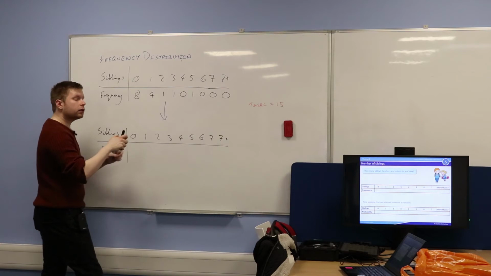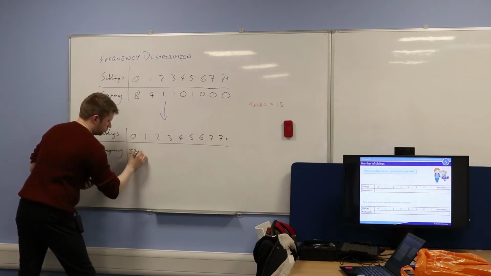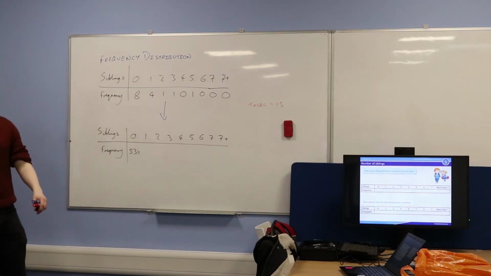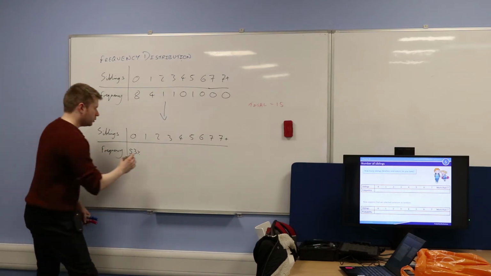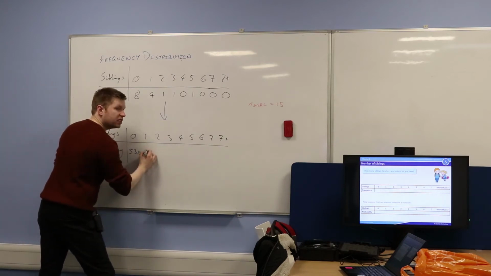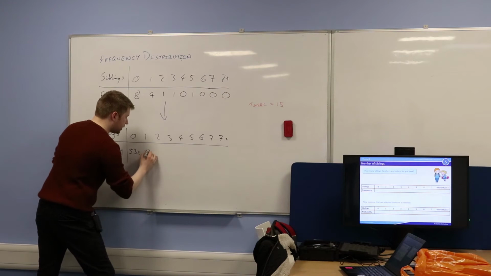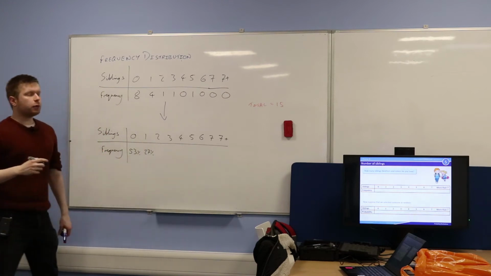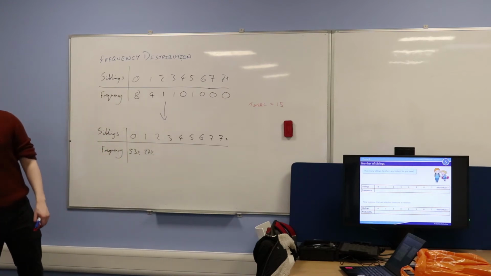53%? Good. Okay. What's the probability we select somebody with 1 sibling? So what was it? 20? Yeah, round it to 27%. That's fine. Okay. What's the probability we select somebody with 2 siblings?